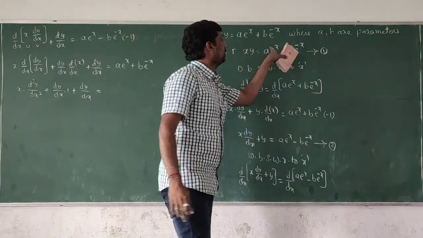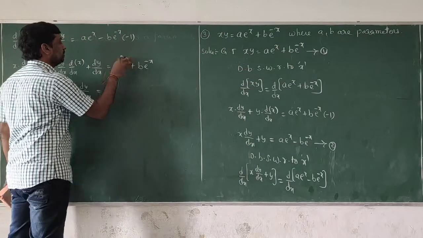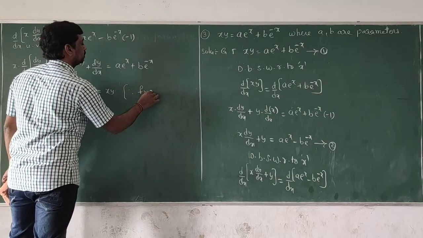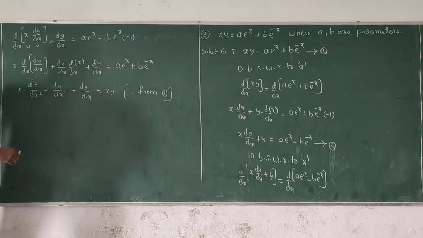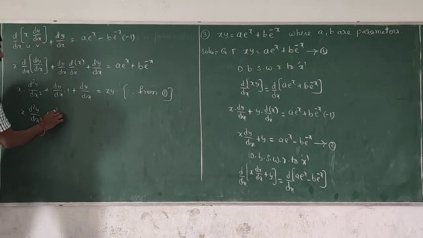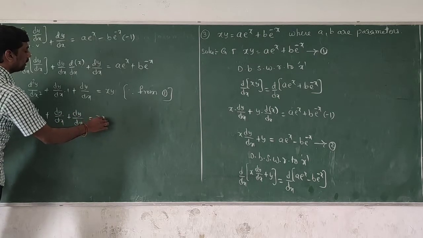From the first equation this value is equal to xy. Is it clear? That's why replace this value by xy, since from 1. Understood clearly? Now x into d square y by dx square, plus dy by dx into 1, means dy by dx, plus dy by dx equal to xy.